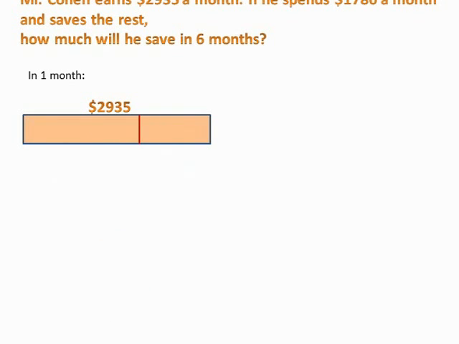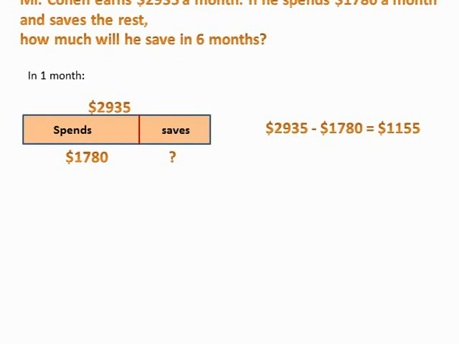2,935. And we know that part of the month he spends and part of the month he saves. And the amount that he spends is 1,780. So the question is how much will he save in 6 months? So we need to solve first how much he saves in 1 month. So that is 2,935 minus 1,780. So that's 1,155, the amount that he saves in 1 month.